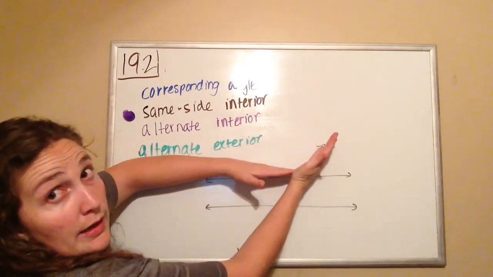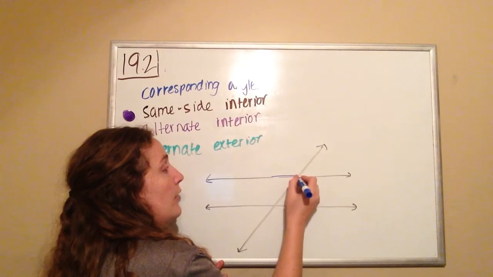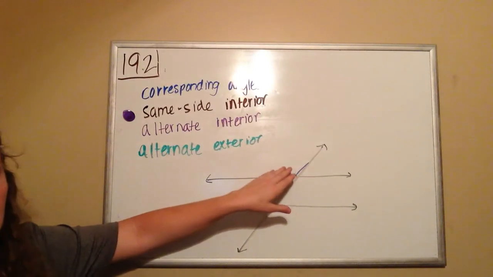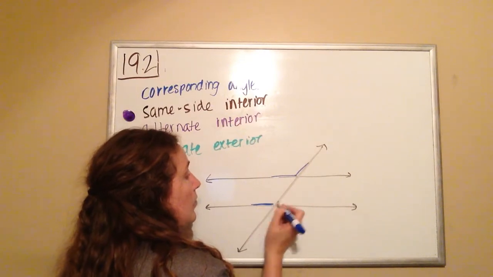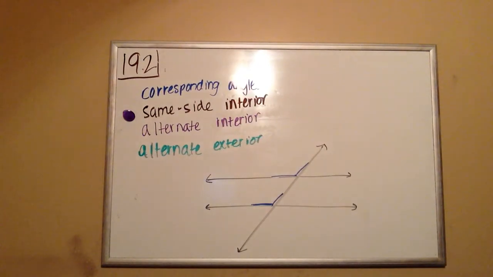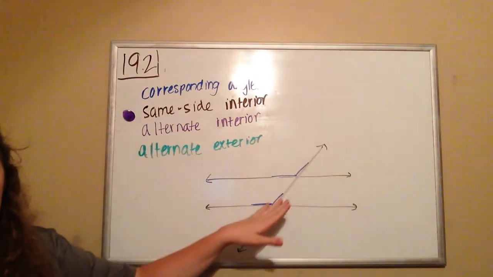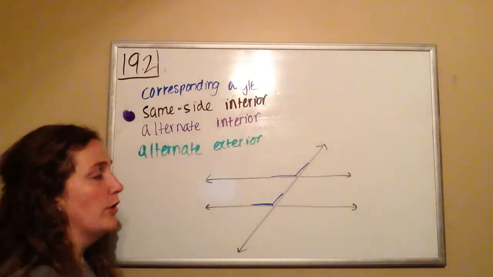But for instance, this angle right here, we can actually slide that angle around and it's going to match up with other angles. If you visualize physically taking that angle and sliding it along this transversal, it is going to end up right here. Okay, so that would be corresponding angles. When you can physically take that angle and slide it along the transversal and you come along another angle that looks the exact same, those would be corresponding.